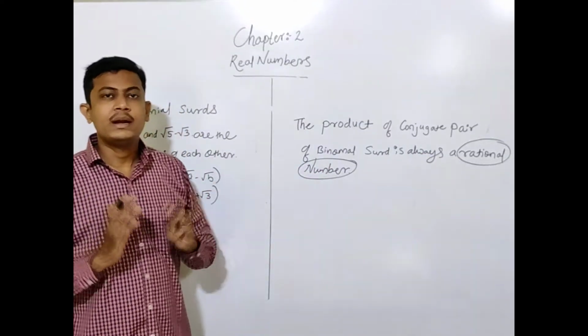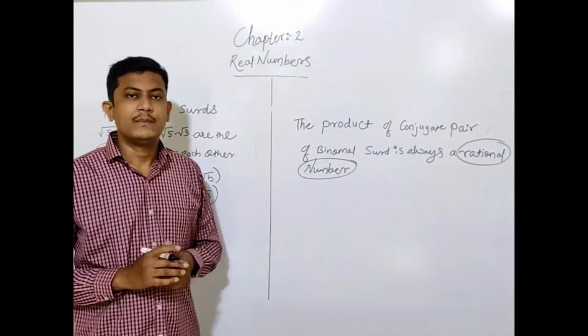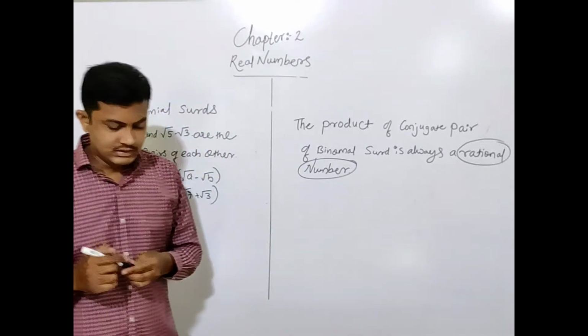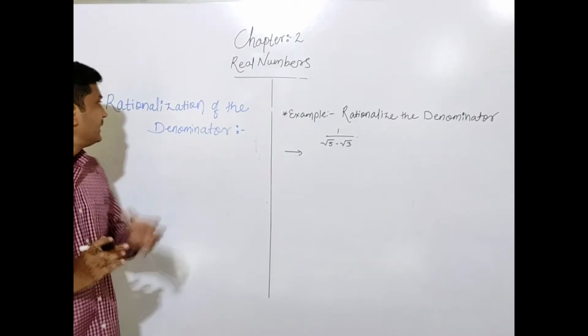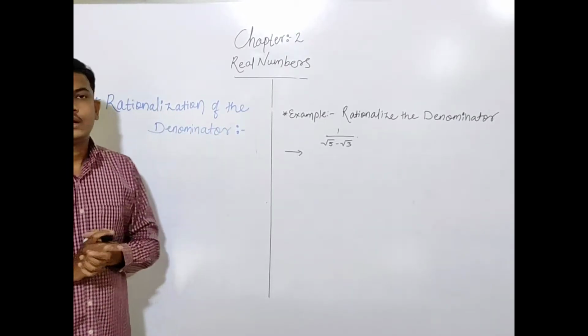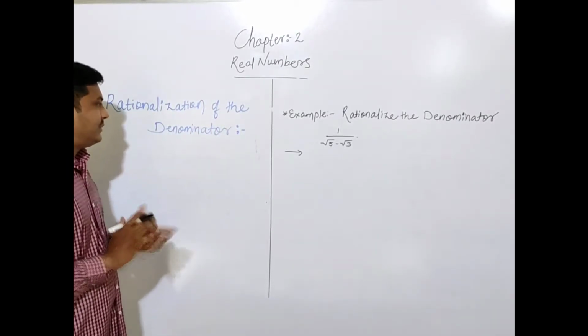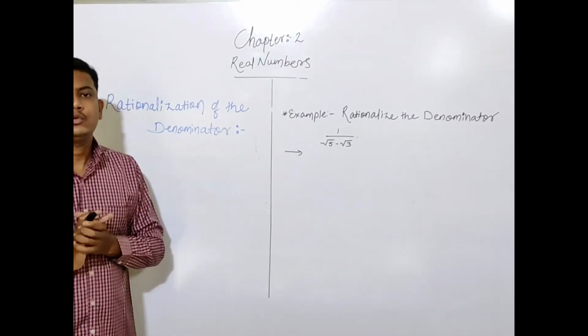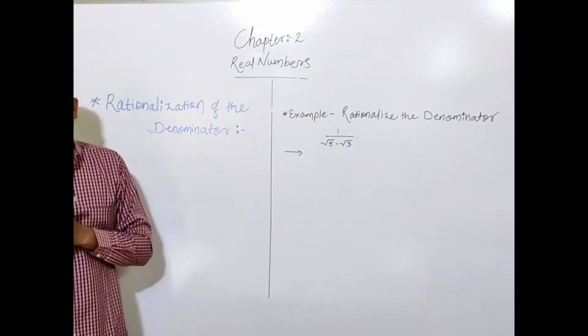So let's see the next topic, that is rationalizing the denominator, but here the denominator is a binomial quadratic surd. Now we have to see the topic of rationalization of the denominator. In the previous topic we have also seen the rationalization of the denominator, but there was a monomial, that is a single term at the denominator.